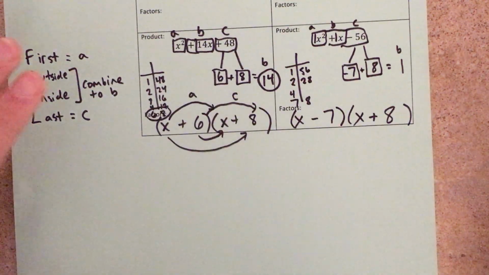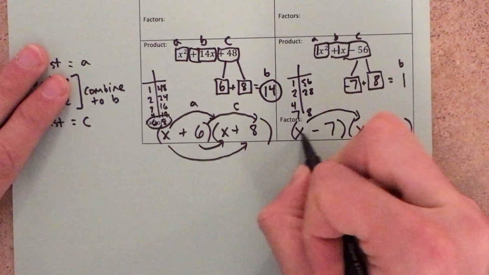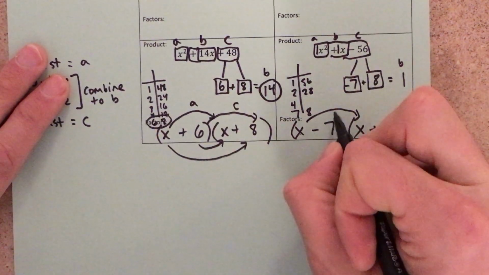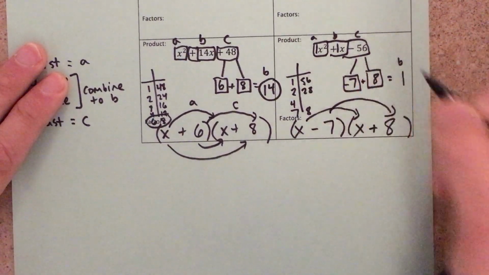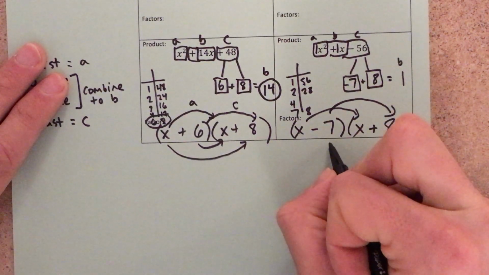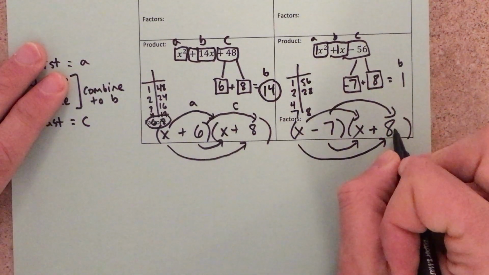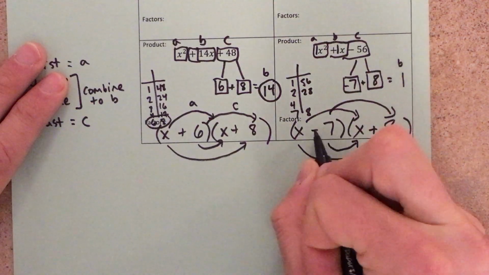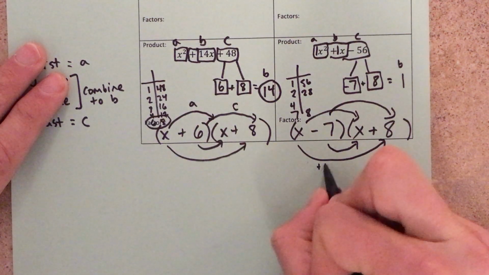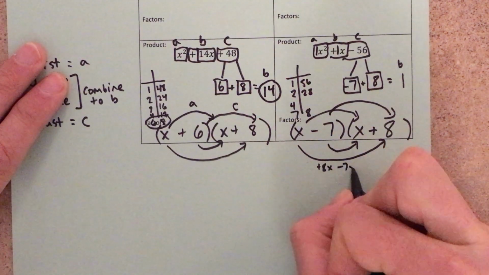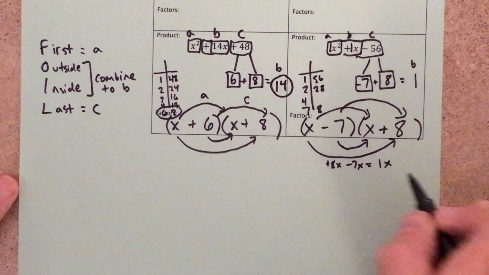But if I did want to check, I could always just multiply backwards. So I could do my first numbers. x times x makes x squared. I could do negative 7, my last numbers, times positive 8 to get the 56. And then the outside and the inside. So x times 8 is plus 8x. Negative 7 times x is negative 7x, right? If I add them together, that's where that 1x comes from. It's just the outside and the inside together.